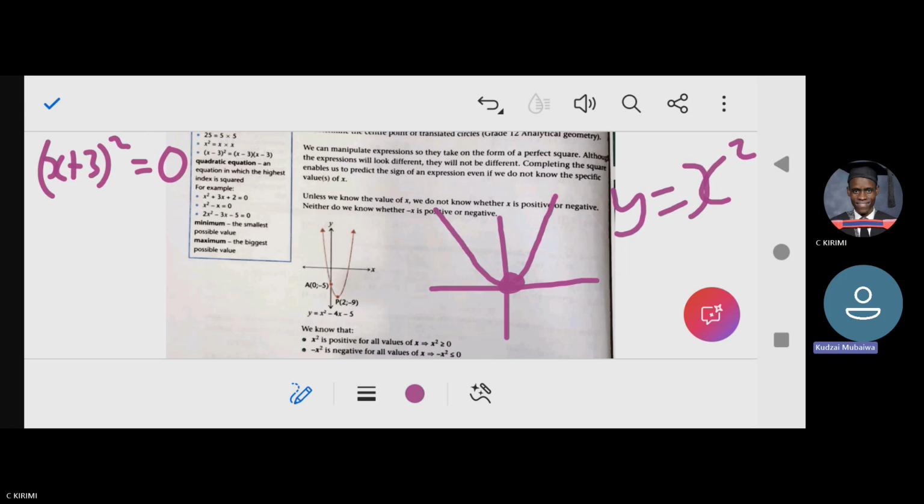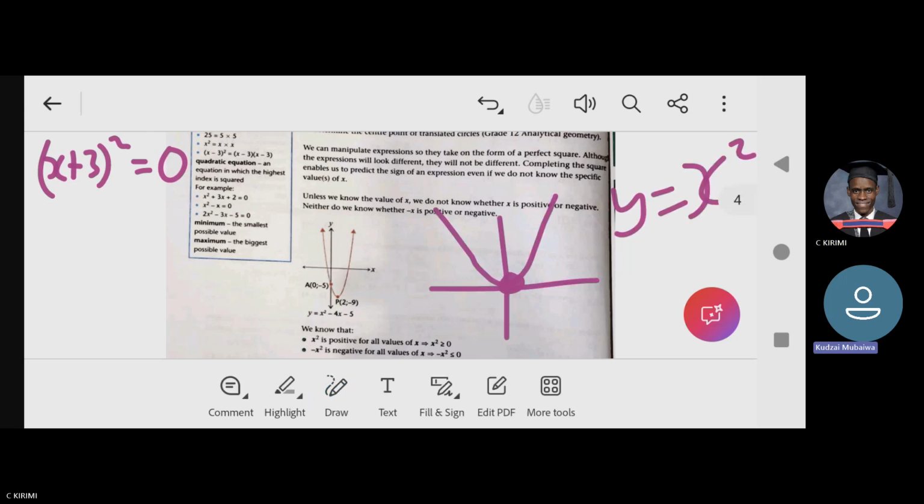Question. What makes the graph move horizontally when it comes to our equation? You mean moving horizontally, left to right? Is that what you're asking? Yes, where in the equation does it make it move left to right?